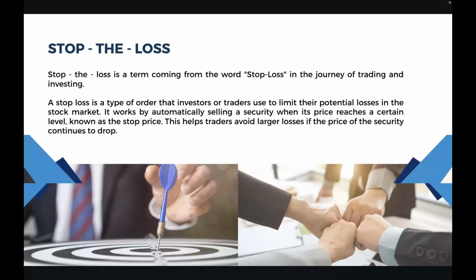Stop the loss is a term which is coming from the word stop loss. अब सबकी trading or investing journey में, I'm pretty sure everyone would have heard about the word stop loss, right? So stop loss is basically the type of order that traders or investors use to prevent them from making a big loss, to limit their potential losses in the stock market. It works by automatically selling a security when its price reaches a particular level known as a stop loss price.